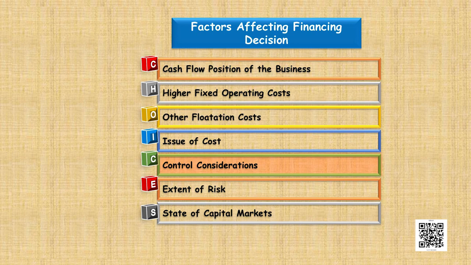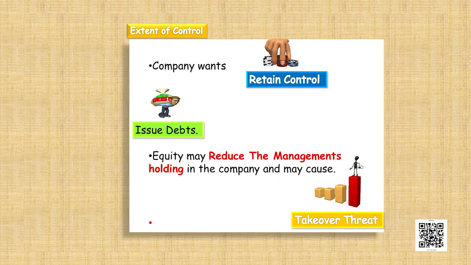Then we have the next point, which is control dilution or extent of control. If a company knows that it wants to retain control, then it must always go for issuing debt, because issuing debt does not involve control dilution. Whereas on the other hand, equity involves dilution of control. So equity may be issued when the company is not concerned about control dilution or a takeover threat.